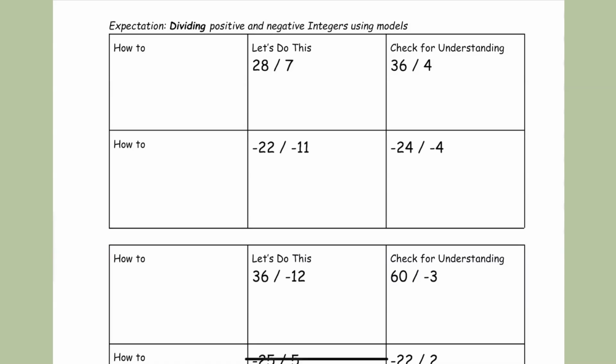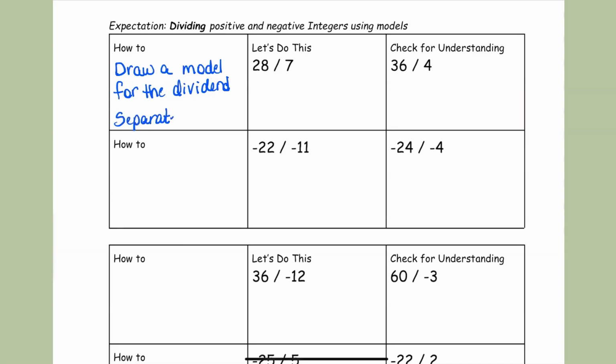The expectation for this assignment is dividing positive and negative integers using models. So we're going to dive right in. How do we begin with this problem? When we see a number divided by another number, the first thing we do is to draw a model for the dividend. The dividend is the entire quantity that we are trying to divide up.